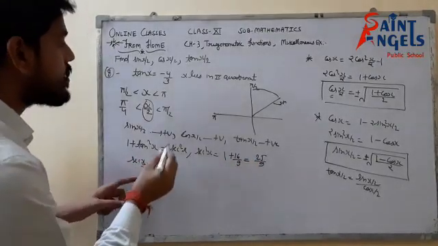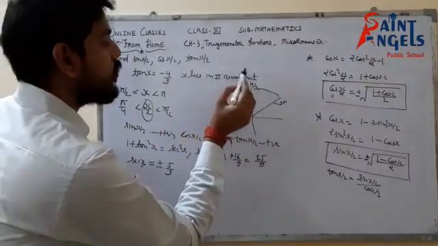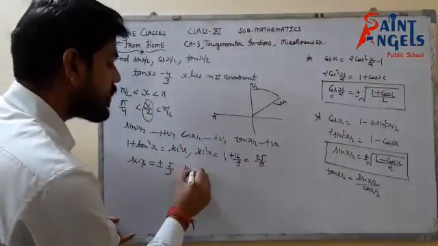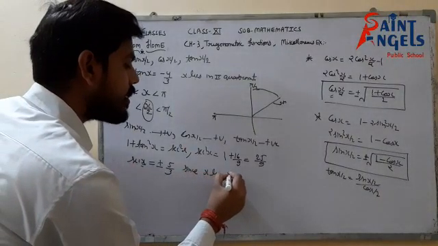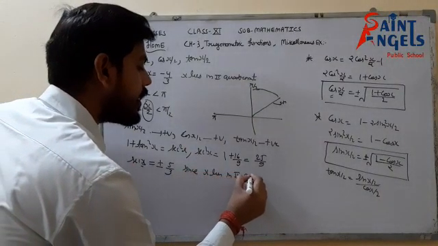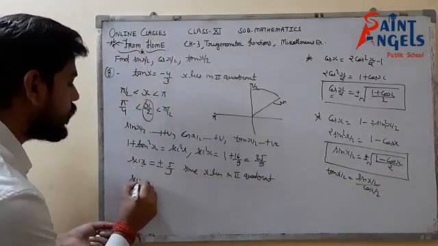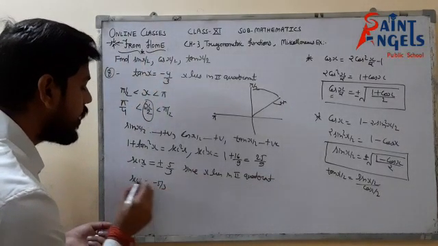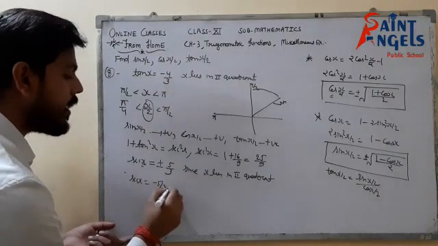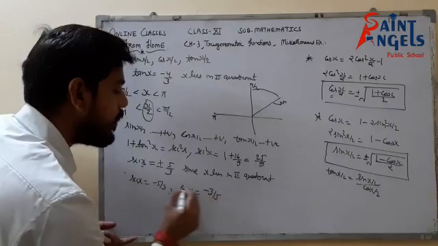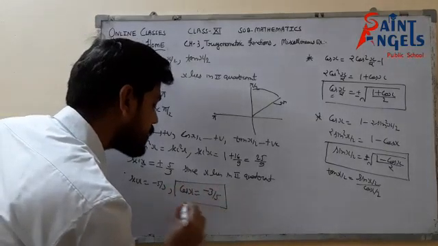But x lies in the second quadrant, and in the second quadrant sec is negative. Since x lies in the second quadrant, hence sec x would be minus 5/3. And once I have the value of sec x, I can easily find the value of cos x, that would be minus 3/5. Now my task is done.